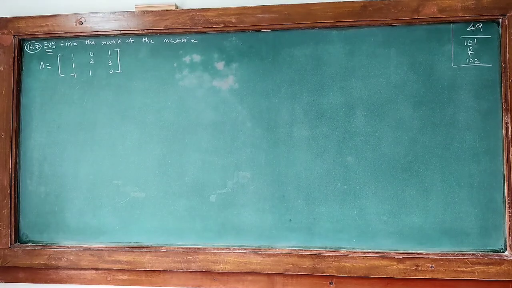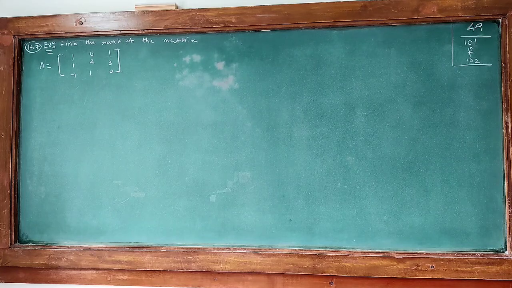Dear students, one more sum on the board for the rank. Find the rank of the matrix A equal to 1 1 minus 1, 0 2 1, 1 3 0. Just observe that, by observing the matrix, will you understand something?